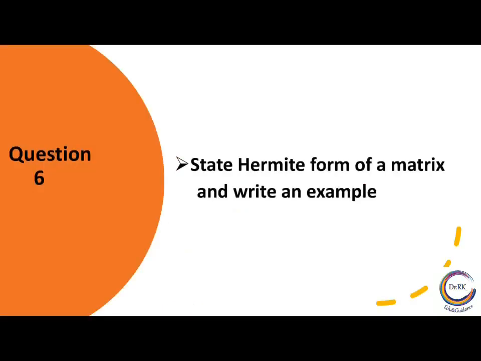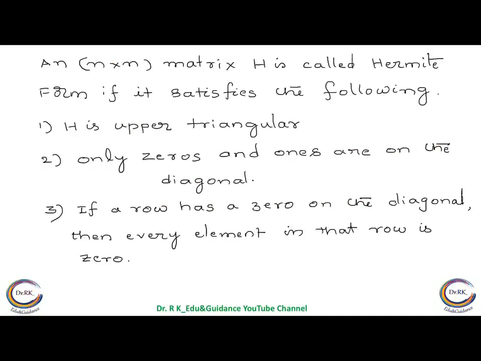Next, the Hermite form of a matrix, and write an example. So what is Hermite form? Let us have a matrix H of order n by n. If it satisfies the following properties or conditions, then it is called Hermite form. What are those conditions? First, and very important, H is an upper triangular matrix.